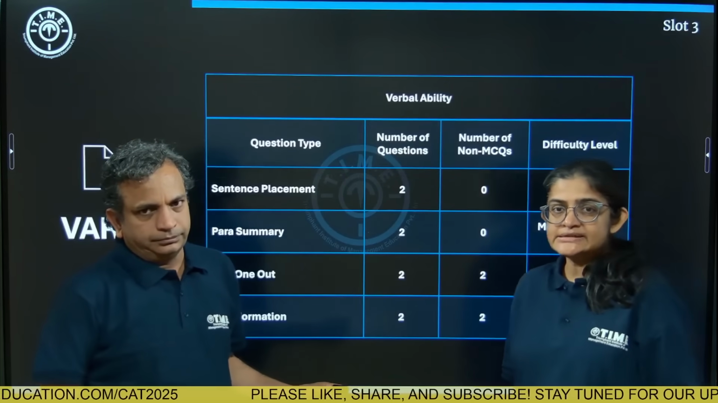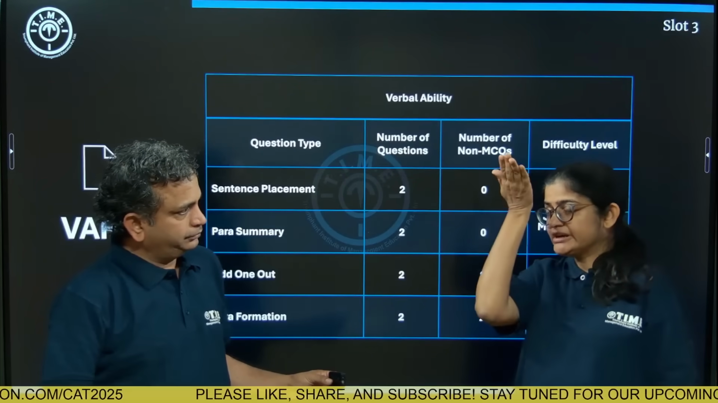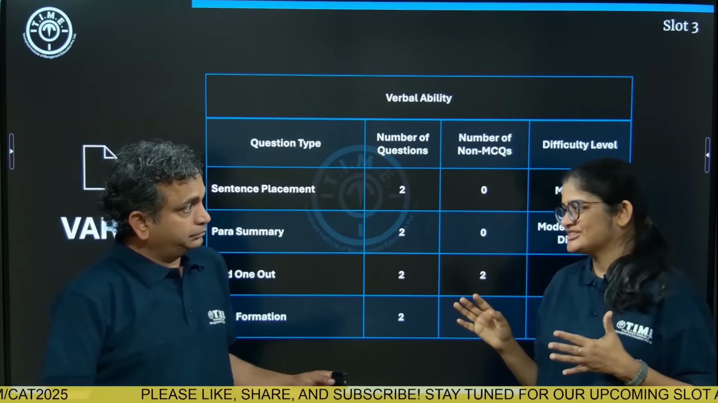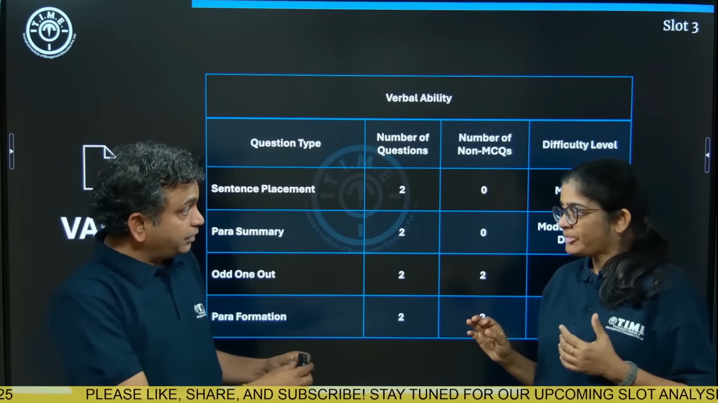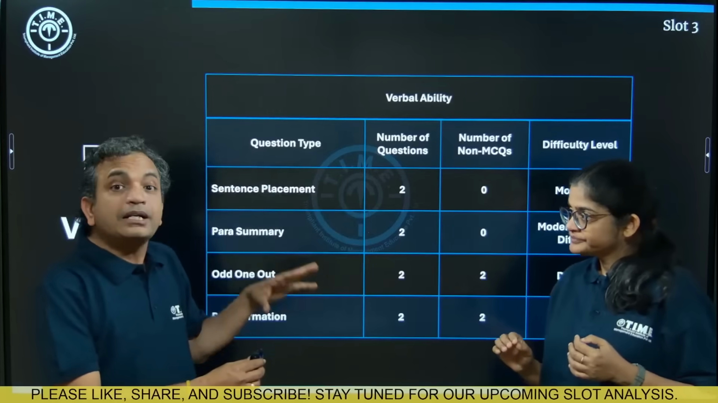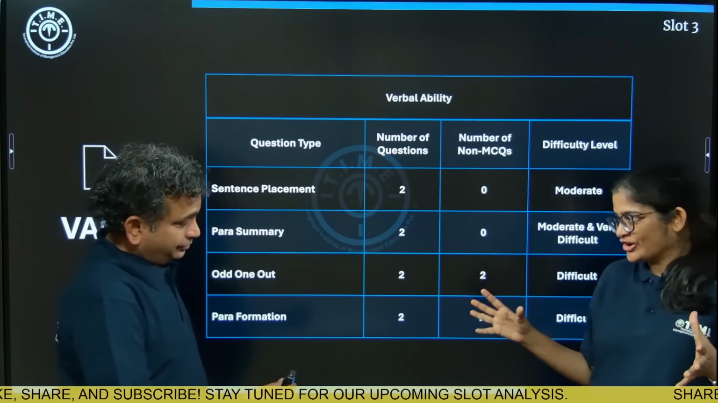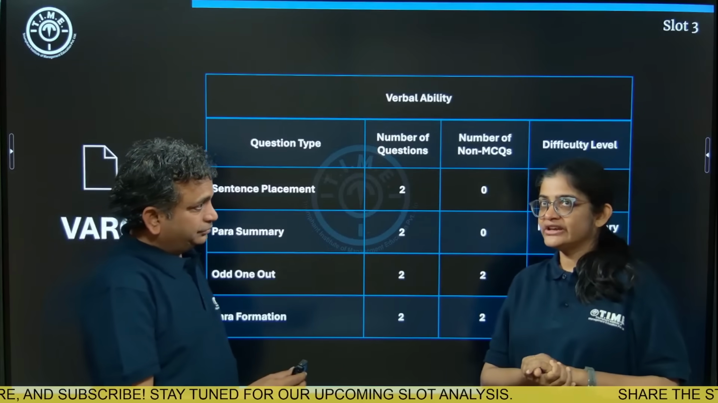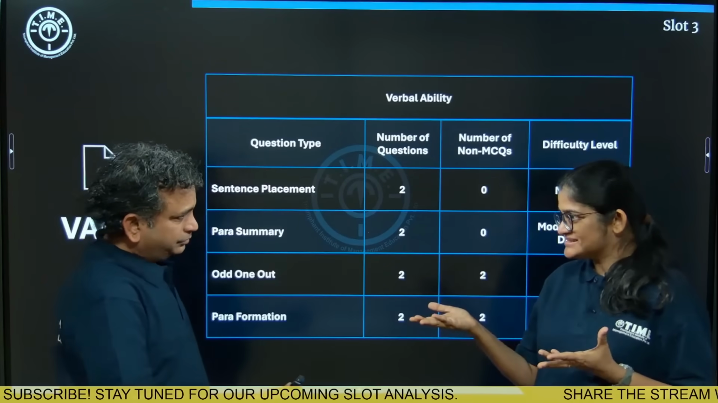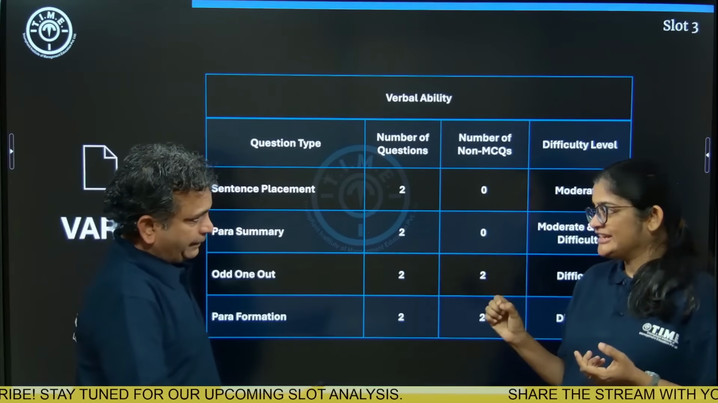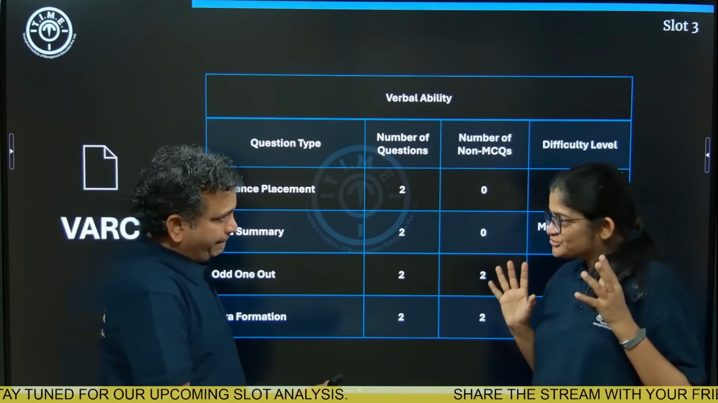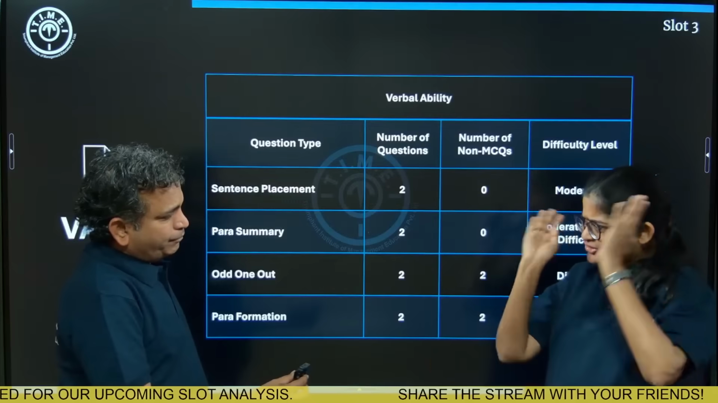The VA section, I think, is what brought up the difficulty level of the overall section, Ramnath sir. So the difficulty level got pushed, meaning the VA questions are difficult? Because normally, even in a difficult slot, like CAT 24 VARC slot 3, which was the toughest last year, there were at least 2 VA questions which were straightforward.